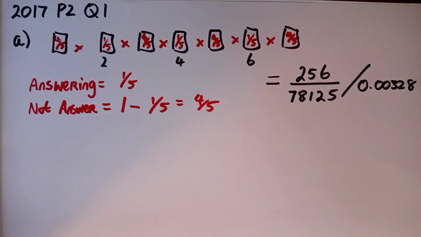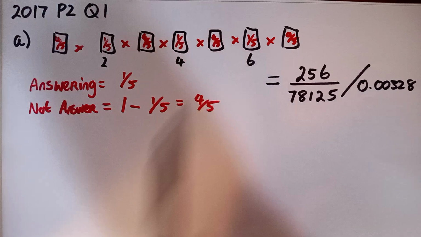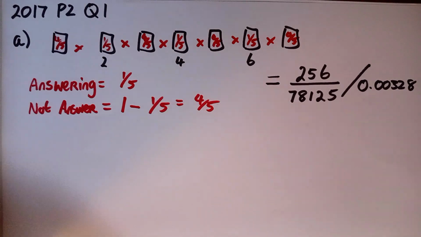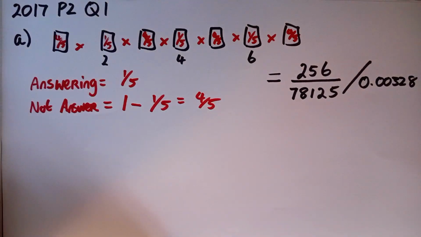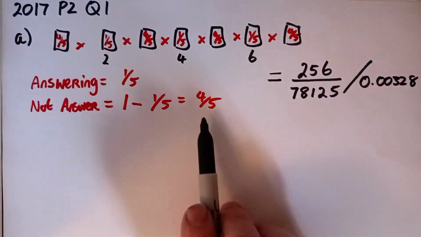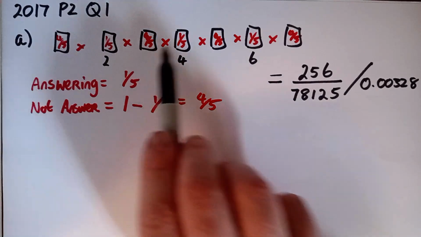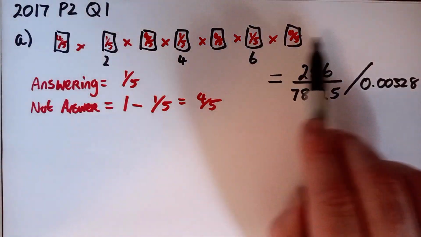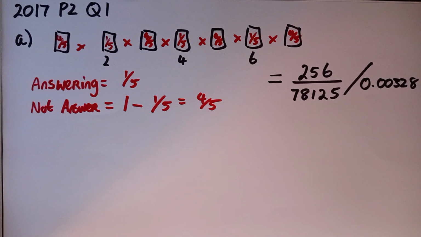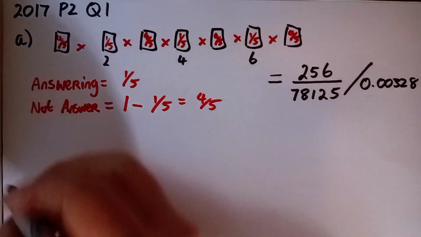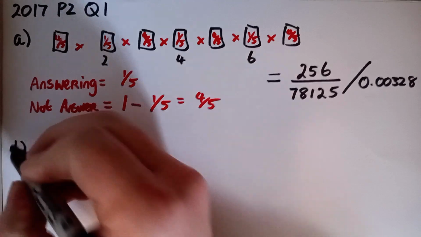Again, just to go through it: on the 2nd, 4th, and 6th day, she answered the phone, so that's why I put in 1 over 5. On the remaining days, she did not answer the phone. To not answer the phone is 4 over 5, which was filled into the remaining days. Multiplying all these fractions together with the calculator gives you 256 over that. Okay, that's part A.